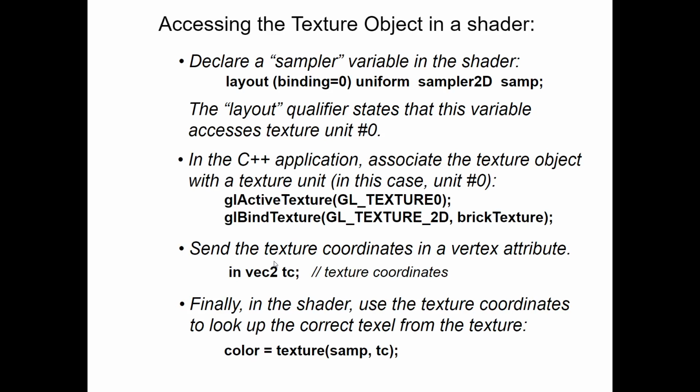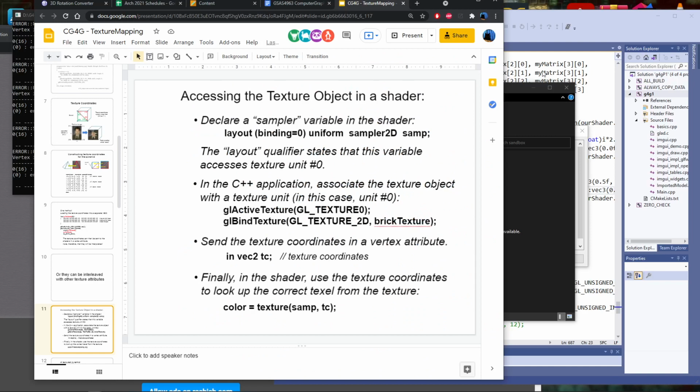The typical kind of setup is to declare a sampler variable in the shader, which looks an awful lot like the setup there. This is for accessing texture unit 0. So if you don't do this, it will wind up assuming that texture 0 is where your sampler is mapped.